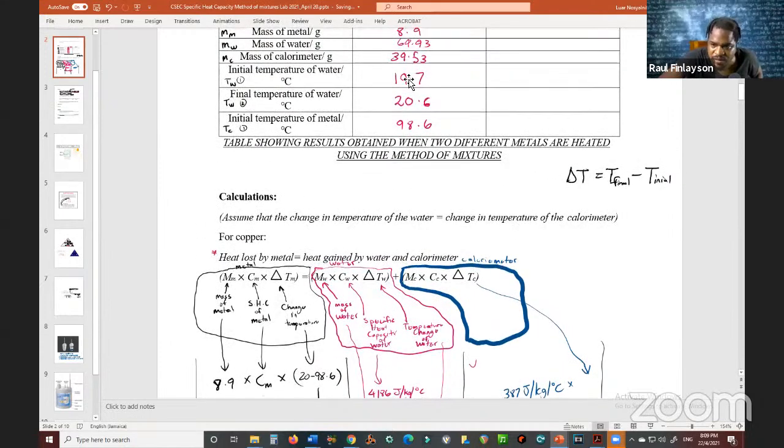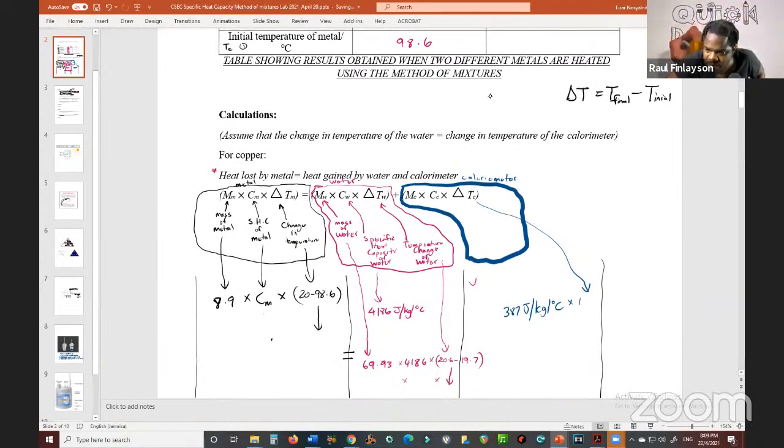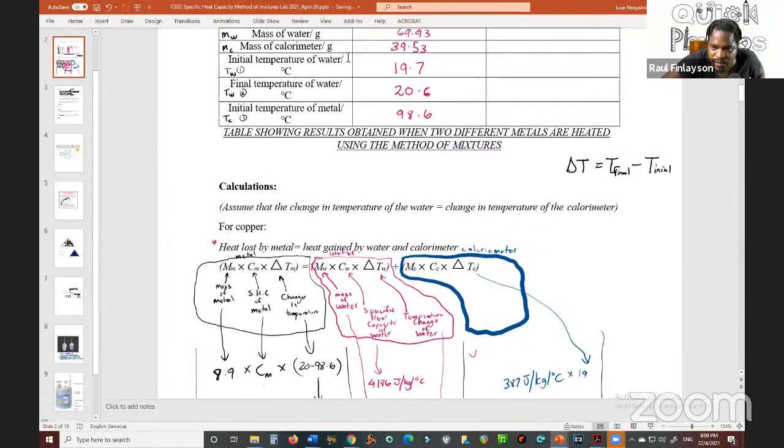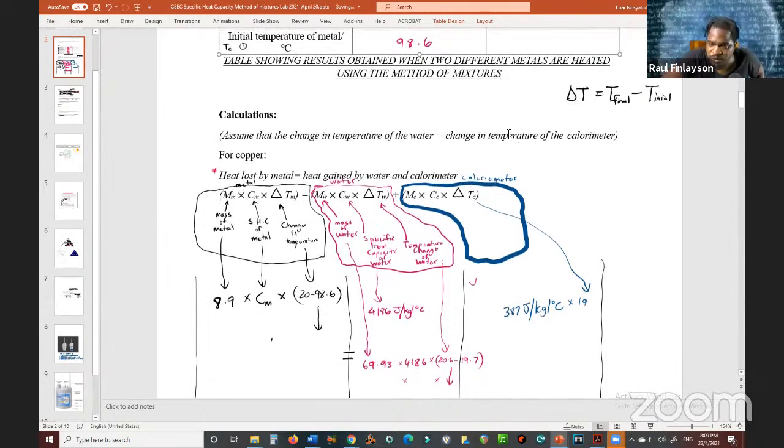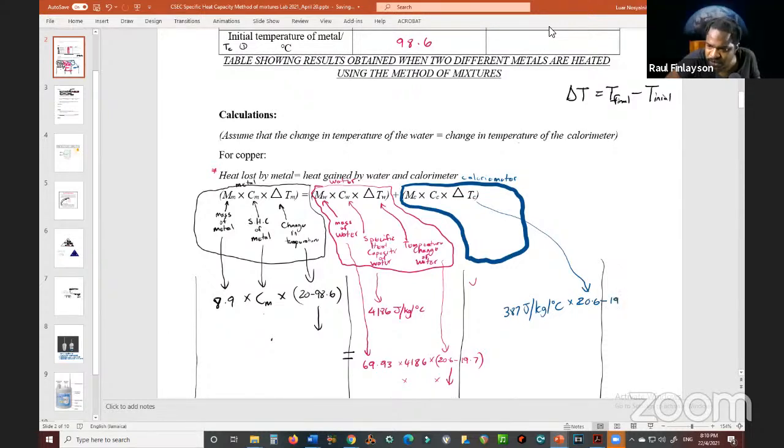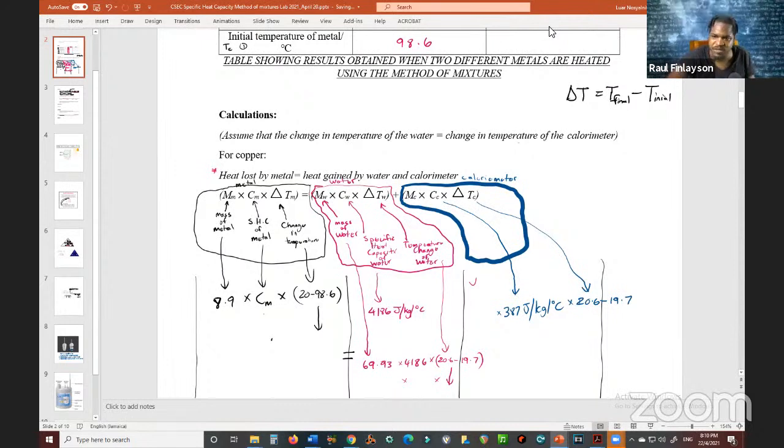It would be the 19.7, which is the initial temperature of the water. Initial temperature here, TW there. And then the final temperature was 20.6. So same thing, it's going to be the same 20.6, which is the final temperature. Remember, going back to this equation here, temperature change is final minus initial. Final temperature would be 20.6. We're taking away 19.7 from that. Of course, this is the specific capacity of the calorimeter.